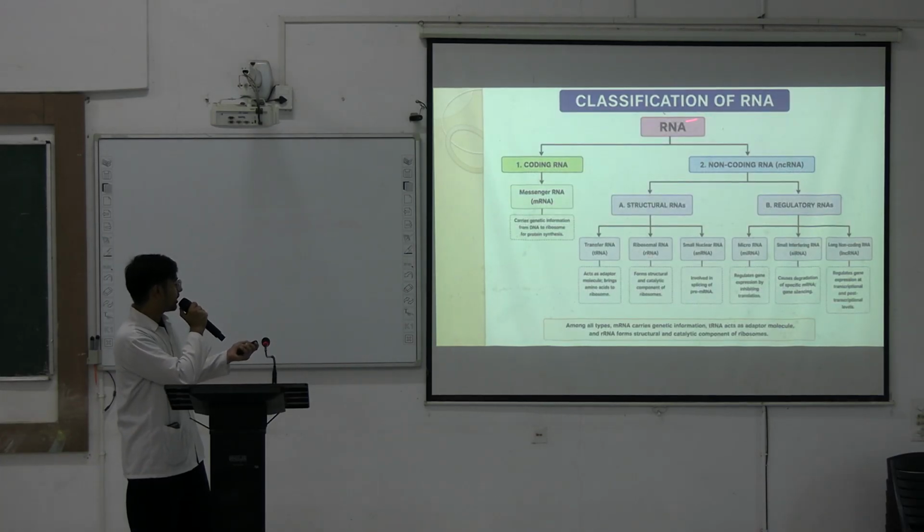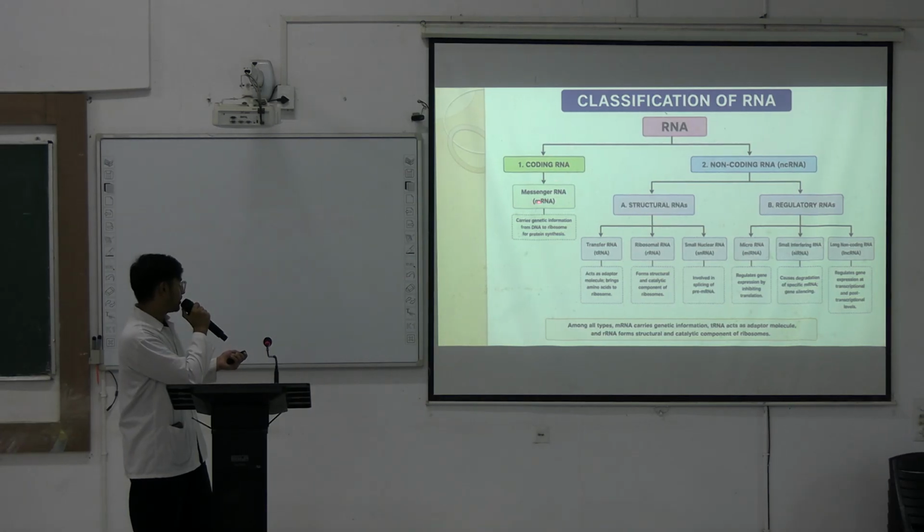Classification of RNA. RNA is of two types, coding RNA and non-coding RNA. Coding RNA contains messenger RNA. Non-coding RNA is further divided into structural RNA and regulatory RNA. The structural RNA contains transfer RNA, ribosomal RNA, and small nuclear RNA. Regulatory RNA contains microRNA, small interfering RNA, and long non-coding RNA.